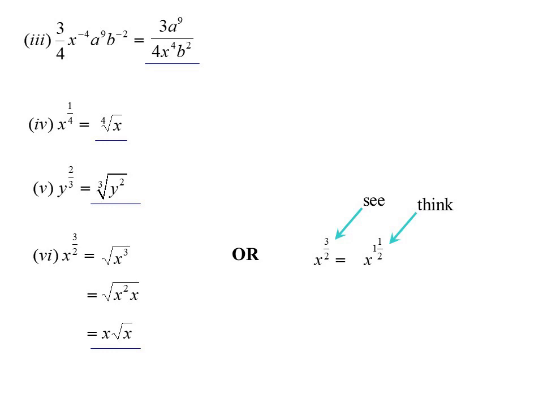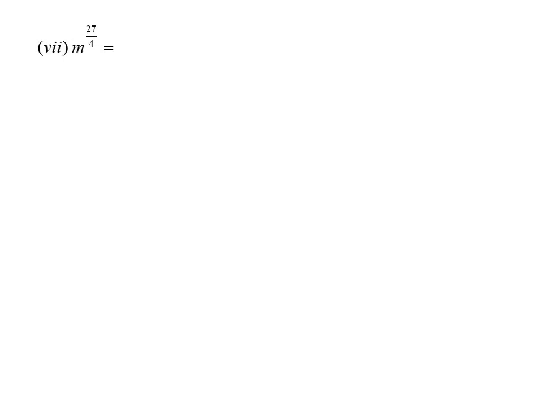And why is that good? Because I can now say, oh, well, it's x root x. Because what have I got? I've got x to the power of 1 times x to the power of a half, 1 and a half. So you see an improper fraction as a power, think of it as the mixed numeral, bingo, you got it simplified straight away.